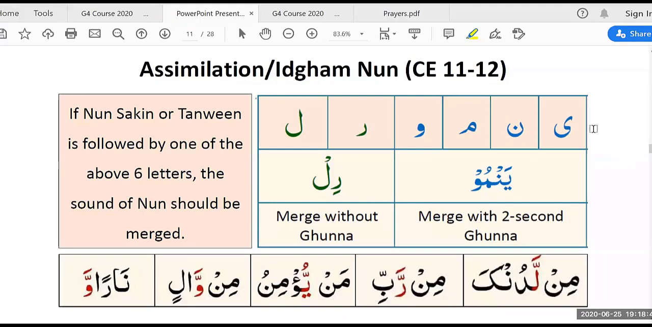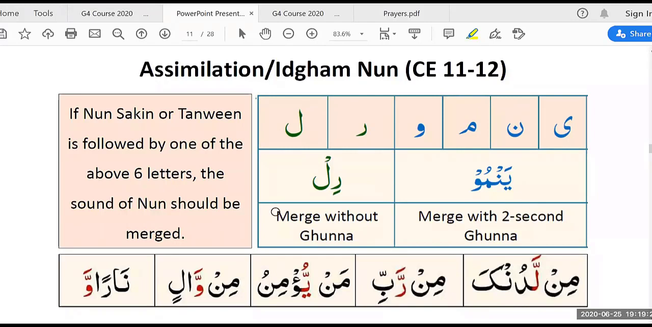Okay. So next we covered the rules of Noon Sakin or Noon Tanween. There are 4 rules concerning Noon Sakin and Noon Tanween. Firstly, we have Idgham, which means assimilation of Noon Sakin or Noon Tanween. The rule is, if Noon Sakin or Tanween is followed by one of the above 6 letters, the sound of Noon should be merged. The 6 letters are Ya, Noon, Meen, Vaw, Ra, and Lam.